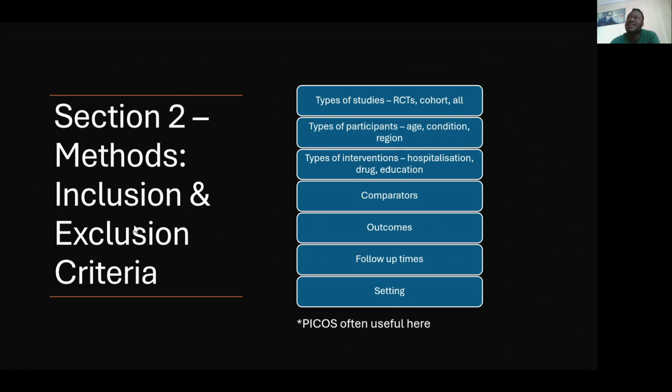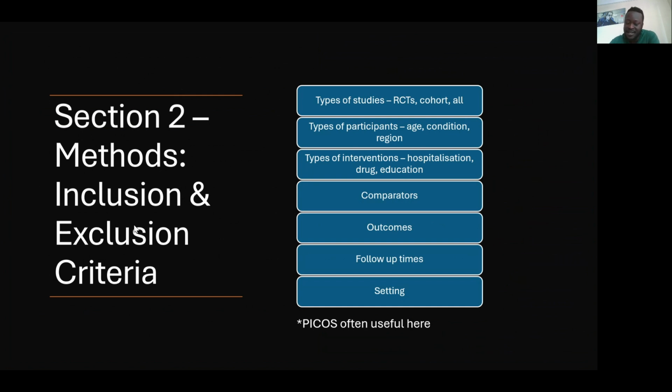Because there's no point looking for studies which are, let's say, RCTs with a specific demographic, where the main intervention you're looking at is hospitalization, if the comparator to that study is exactly the same. So you need to think about what is your control group. You need to compare that to your intervention in terms of what you want to put in your inclusion criteria.